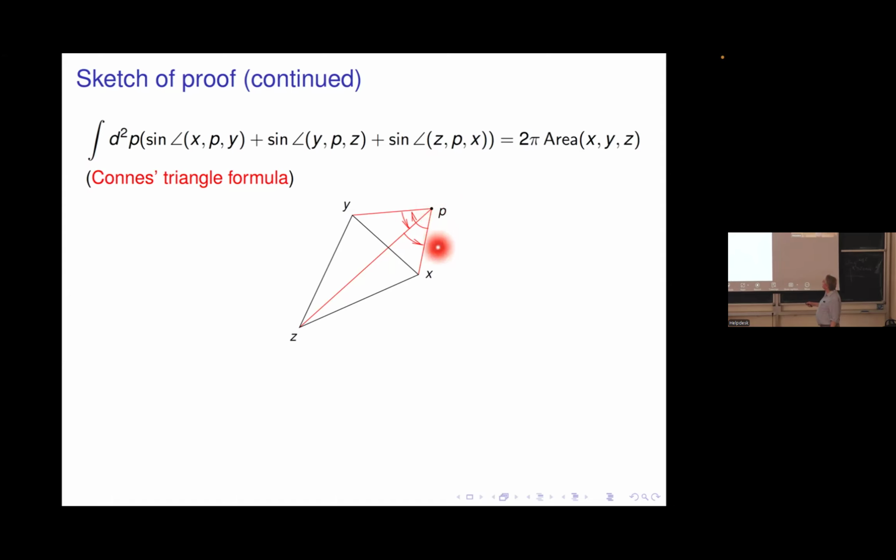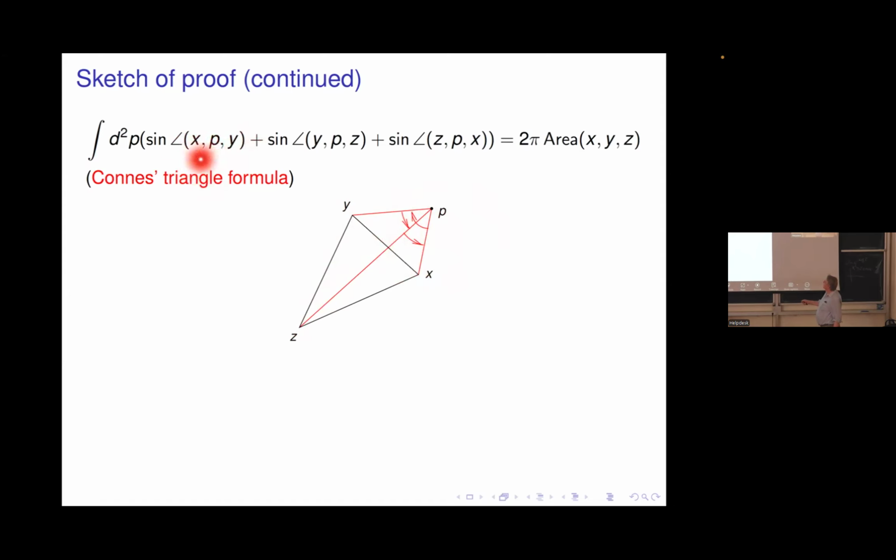Stand in P and determine the angle of view between X and Y. That is the first angle. Then the one between Y and Z, and then finally the angle between Z and X. And these three angles are written down.